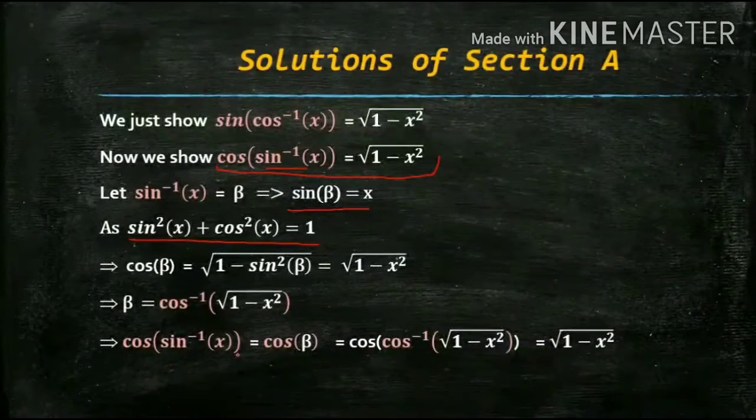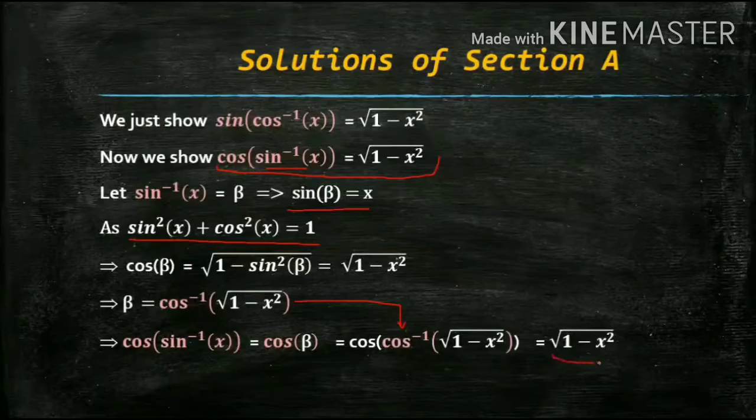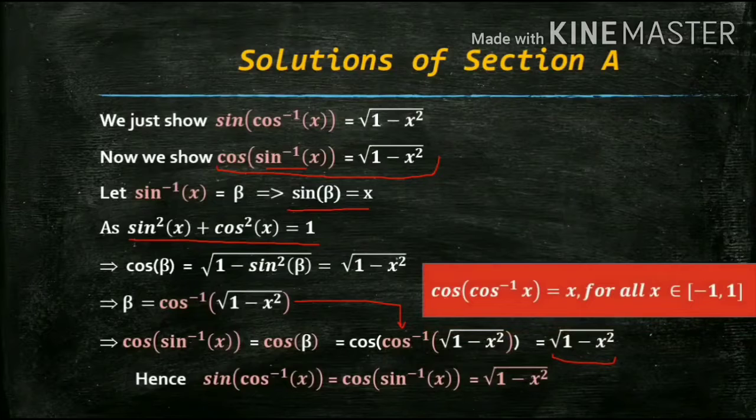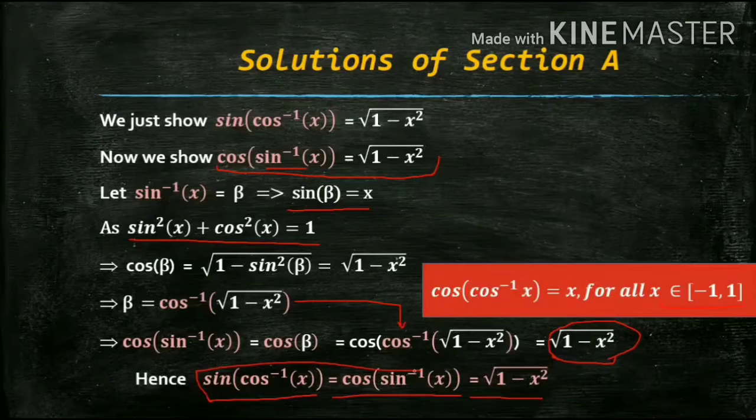And cos of sine inverse x is cos beta, which is cos of, from here you get this, cos inverse of square root 1 minus x square, which is also square root 1 minus x square. For the same reason, that cos of cos inverse x is x, for x belonging to the same domain, because you know that for sine and cos the domain is the same. Now what we get is that sine of cos inverse x equals cos of sine inverse x equals this, because both are equal to a value, so both are equal. Now this is a result that you can use in your questions, but you must show this if you are using it, right?